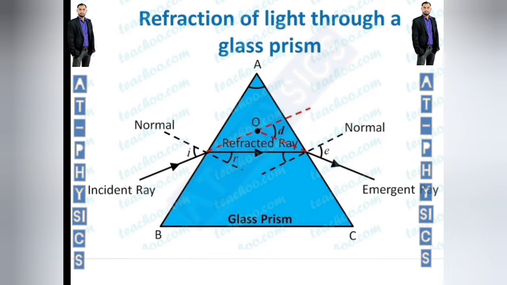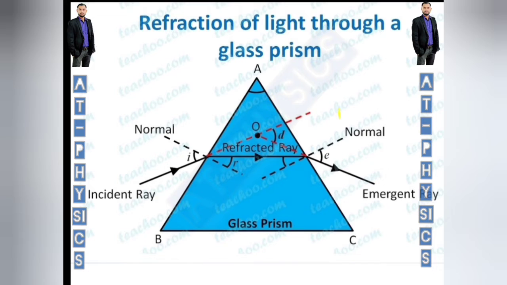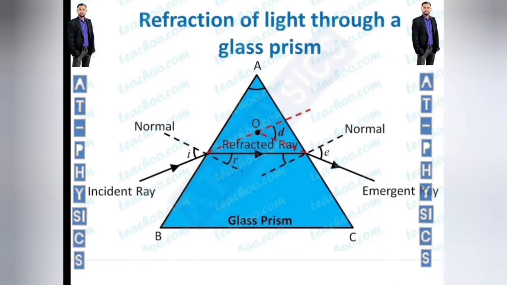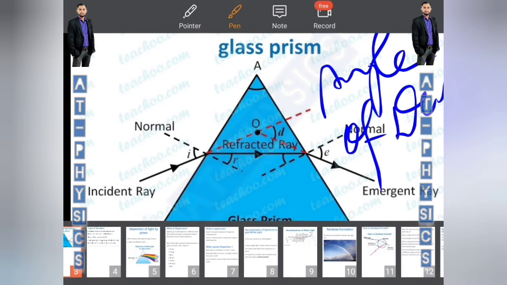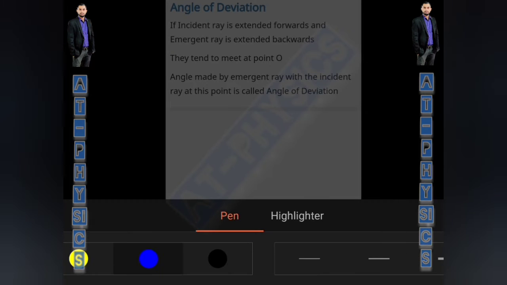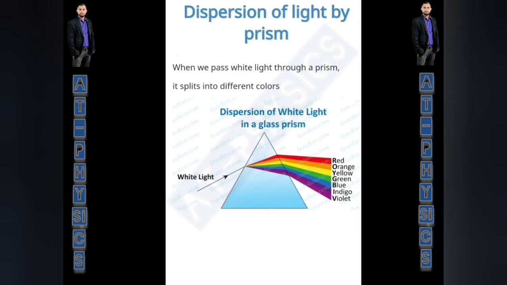Another very important definition: here we look at the emergent ray and the incident ray meeting at point O. The angle they make is called the angle of deviation. Look here, the angle made by the emergent ray with the incident ray is called the angle of deviation.